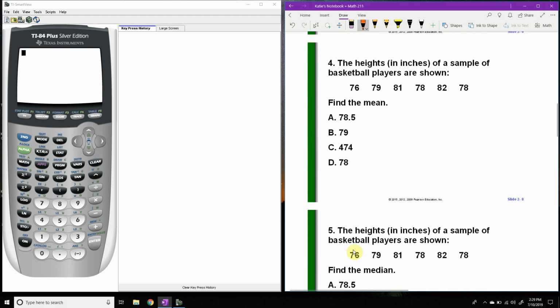The heights in inches of a sample of basketball players are shown. So 76 inches, 79 inches, 81, 78, 82, and 78. Find the mean. So I want to find the arithmetic average.